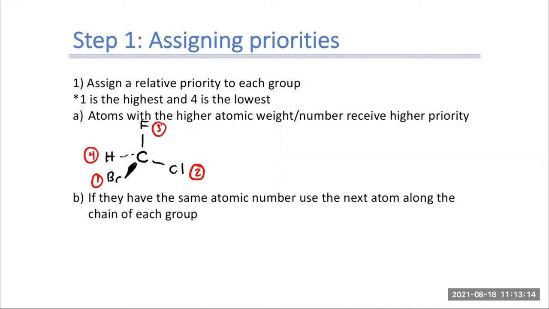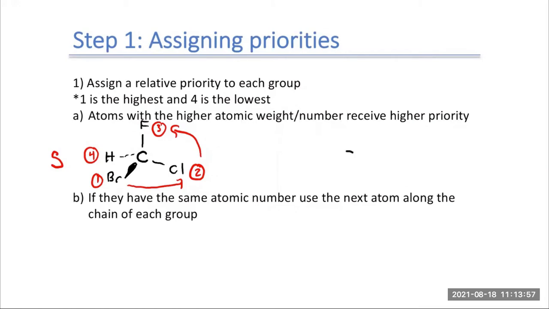And then if we want to connect our priorities, I'd have 1 to 2 to 3. And I would use the way the arrows are going around the circle there to determine if it's going to be R or S. So remember, if it's clockwise, it's R. If it's counterclockwise, it's S. So this one would be S. It gives me an S configuration for the handedness of this chiral center.